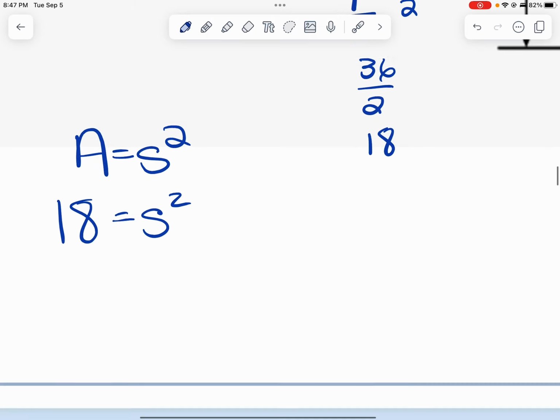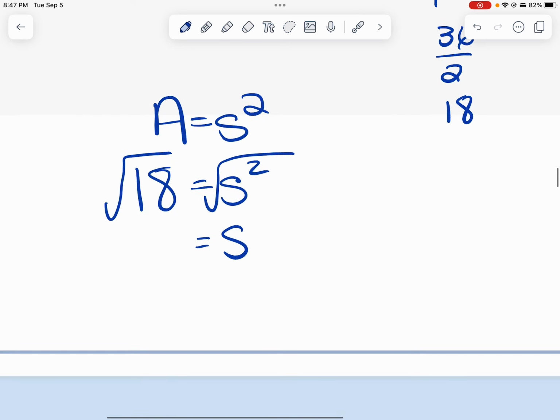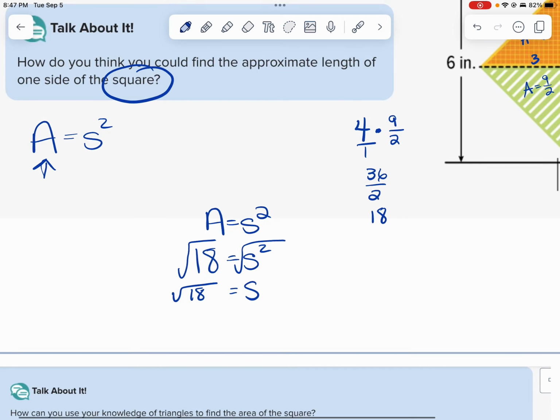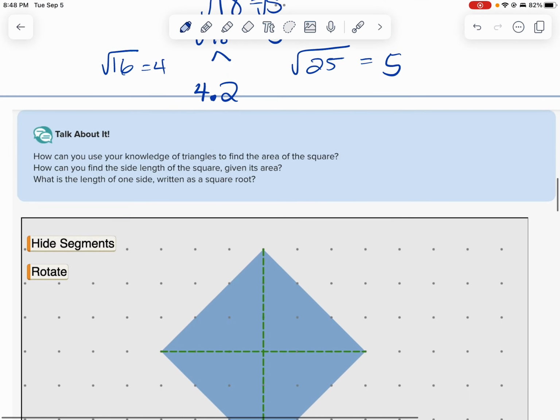18 is equal to side squared. Now we talked about if I have an equation, I would take the square root of both sides. Now we don't want the negative version, because a length can't be negative. So the square root of 18 is the length of the side. Okay, if I'm talking about the square root of 18, well, I know the square root of 16 is equal to 4, and I know that the square root of 25 is equal to 5. So the square root of 18 fits in between here. It's got to be somewhere between 4 and 5. So I'm going to guesstimate 4.2 because 18 is closer to 16.